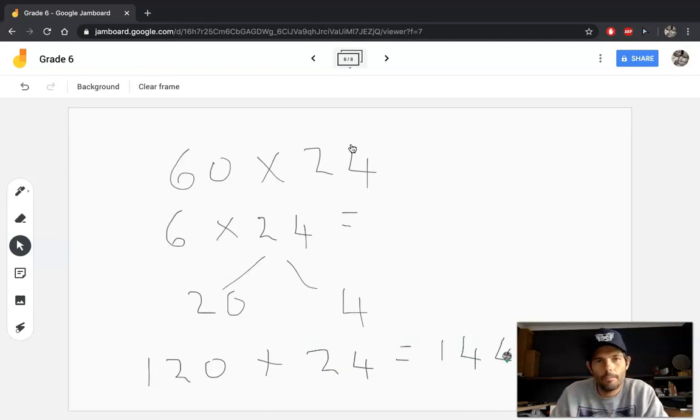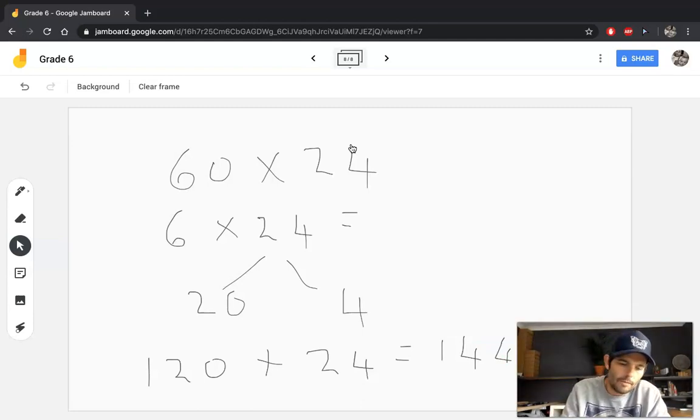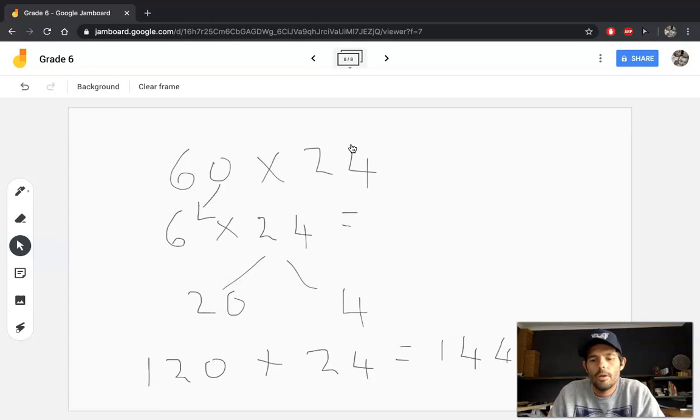But I've missed something, and I hope you've picked it up. So you should have noticed that I left the 0 out from 60 to 6 just to make the question a little bit easier. So now I'm only multiplying by a single digit and not a double digit. But then obviously at the end, I need to throw that 0 in.